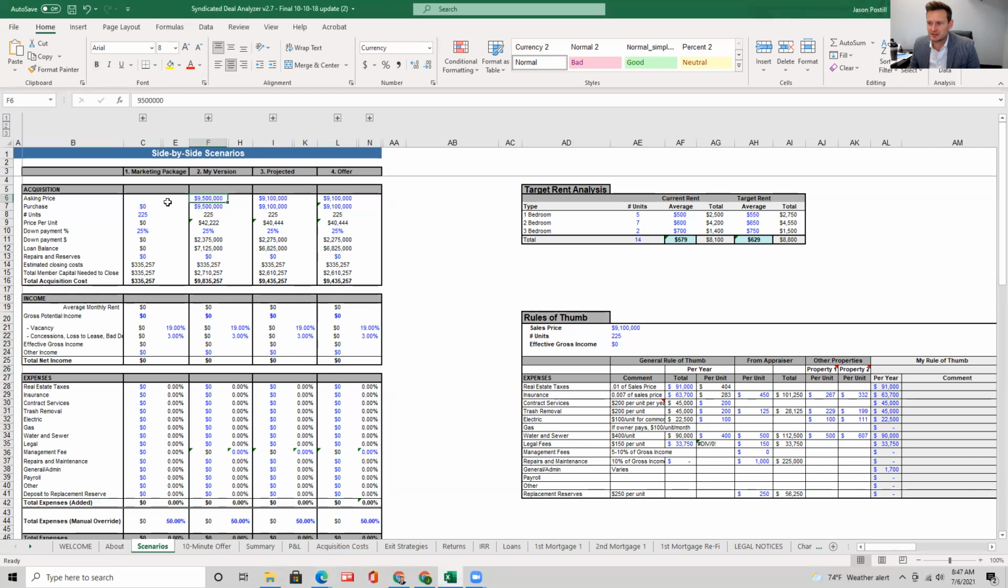I plugged in the price. In this example, we're shooting at 9.5. Projected what the offer will be, 9.1. It's 40,000 per pad. This is a mobile home park here in Florida. And again, all I had was the gross rents, a rent roll, and a profit and loss statement.